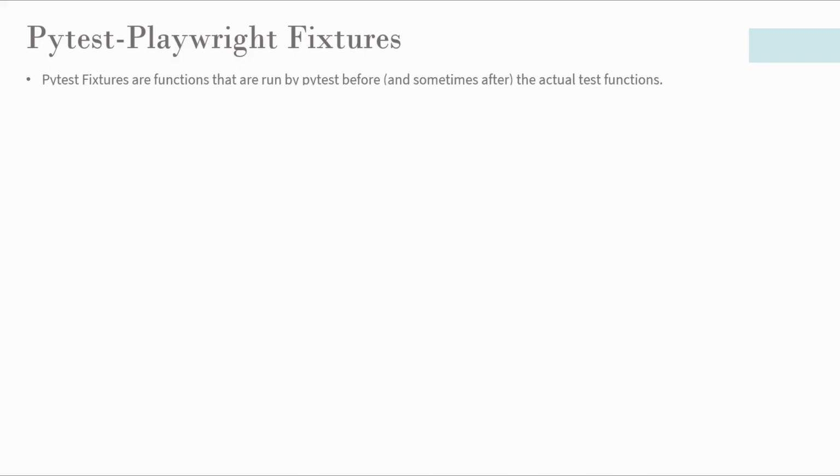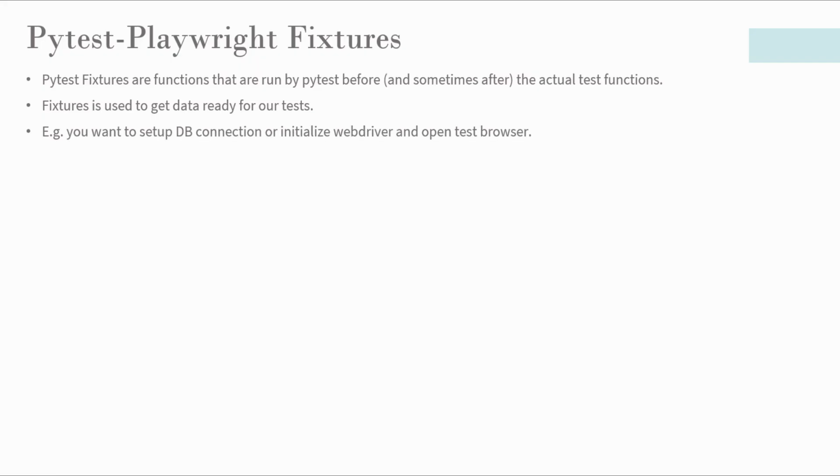So, fixtures, as we know, are functions that are run by PyTest before and even after the actual test functions. The code in the fixture can do whatever you want to do before your test or after your test. We use fixtures to get a data set for our tests to work on in certain cases. For example, you want to set up a DB connection or initialize something and open your test browsers or something of that sort. Those are done in the fixture functions. So that's about fixtures in the PyTest world.